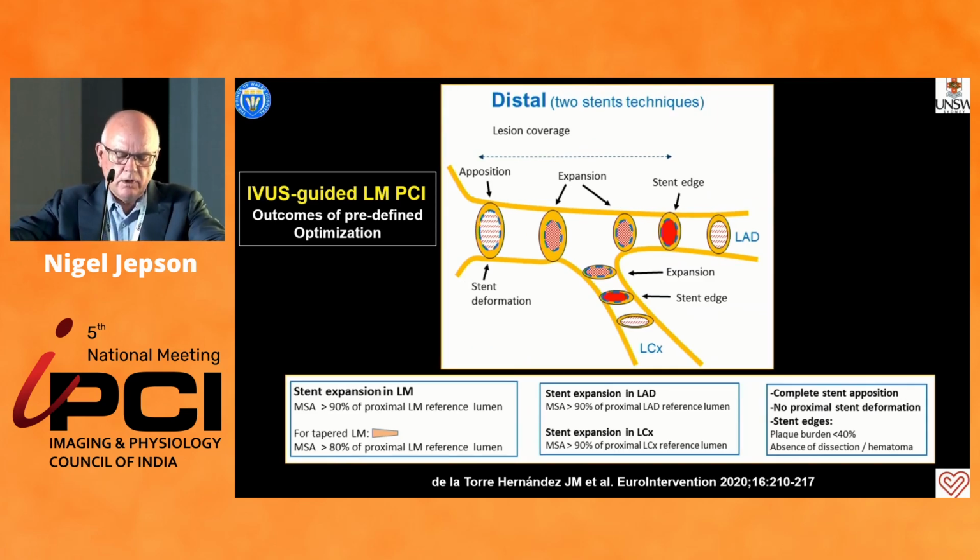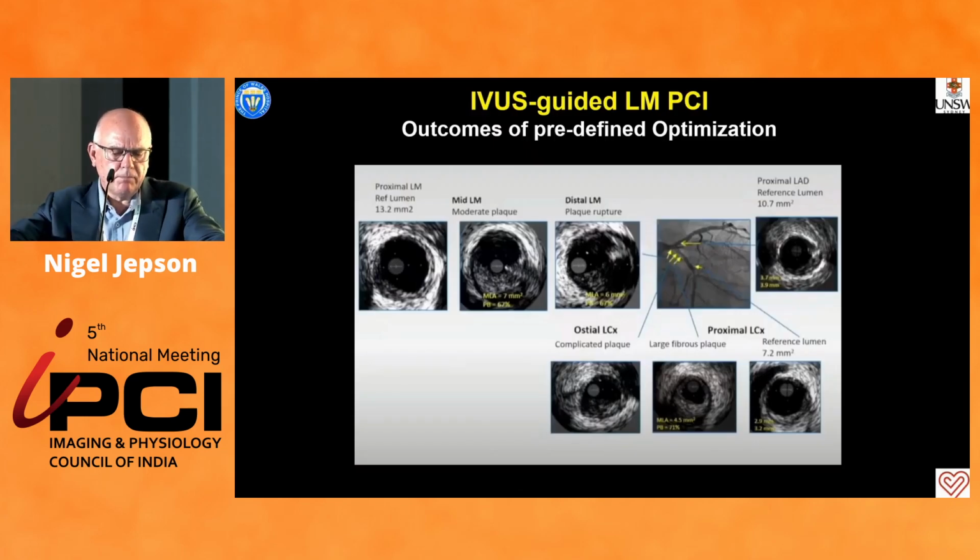We're looking now for not just 90% in the left main, but in the prox LAD and in the proximal circumflex artery, ensuring we're not landing in disease segment, leaving dissections, not having a deformed stent proximally. And this is an example.